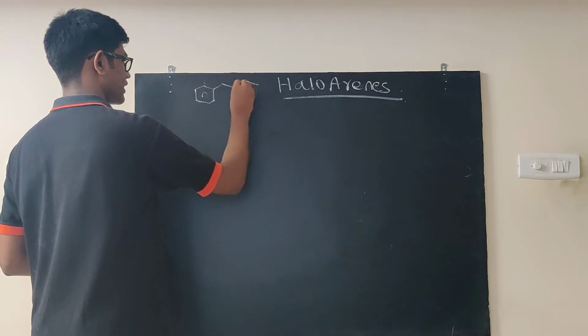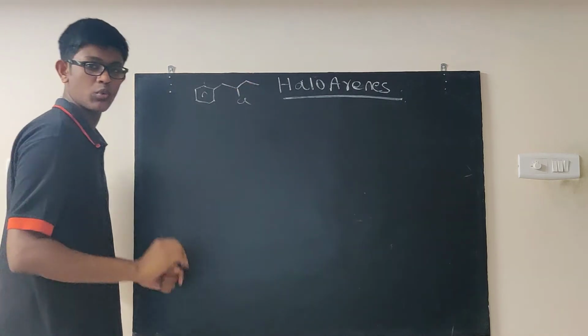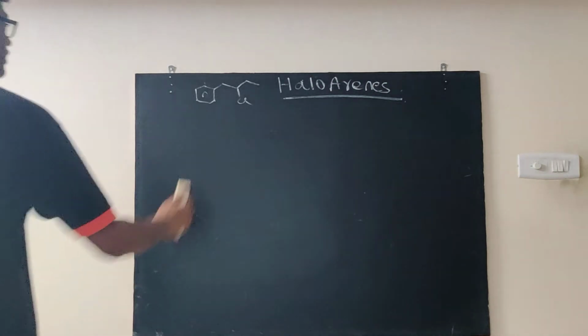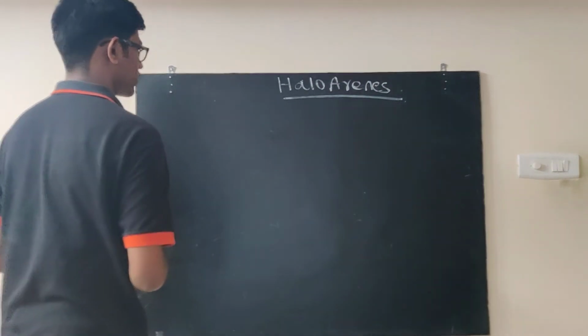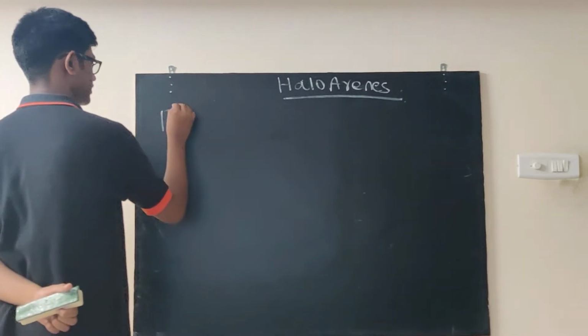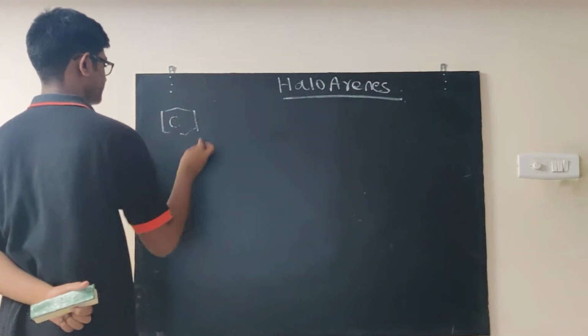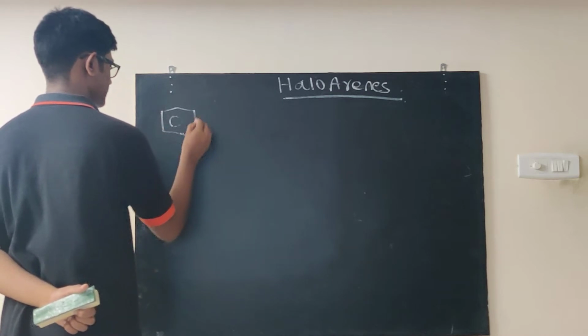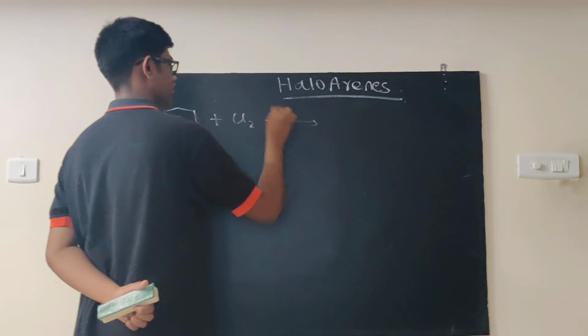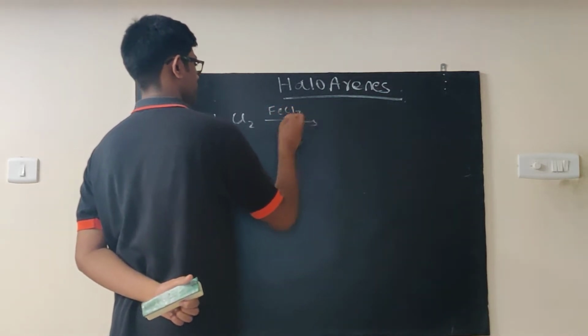You can have something like an alkyl chain and a chlorine here. Anything works. So these are haloarenes. Now we're going to start talking about the methods of preparation. The first one you should already know because you learned this in 11th: electrophilic aromatic substitution, right? So if you remember, chlorine, anhydrous FeCl3.